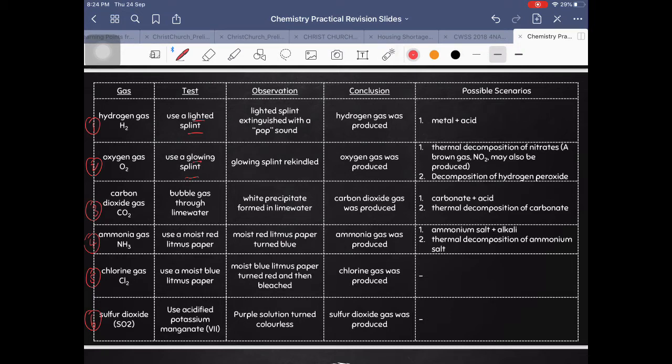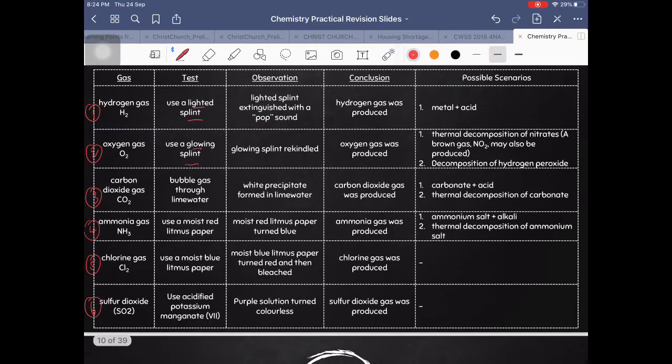If ammonia gas is present, you will have to test it with a moist red litmus paper, and if the moist red litmus paper turns blue, ammonia gas is present. For chlorine gas, you will use a moist blue litmus paper, and if chlorine gas is present, the blue litmus paper will turn red and then bleach into white. And for sulfur dioxide gas, you will use acidified potassium manganate, and the purple solution will turn colorless.